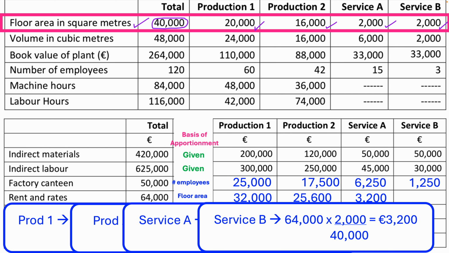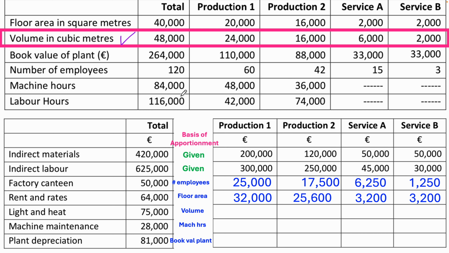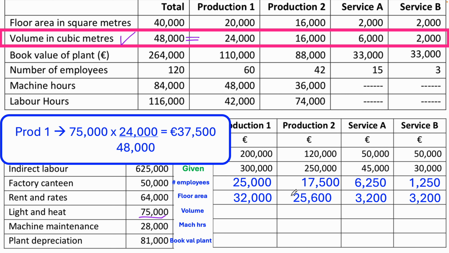Next, we'll split up the light and heat, and we decided to use the volume in cubic meters for that. We have 75,000 to split up, and so we'll split it up using this basis here. Those 48 total, half of that was in production 1, 16,000, a third, was in production 2, and then 6,000 was in service A, 2,000 in service B. So we're just using the calculator flat out here. So 75,000, which we have here, multiplied by 24 over 48, 37.5.